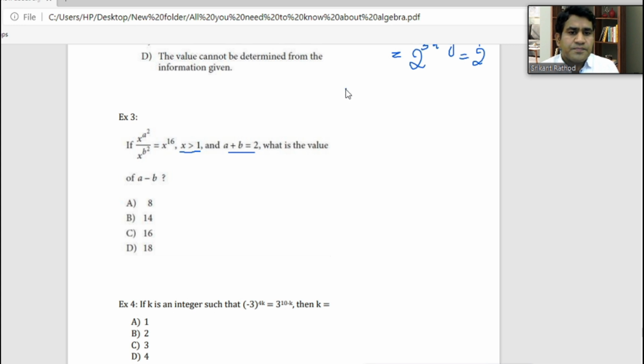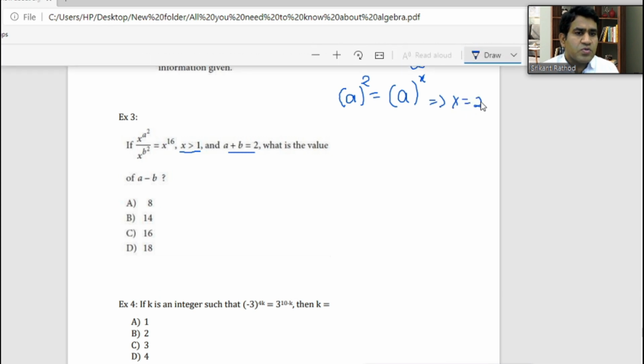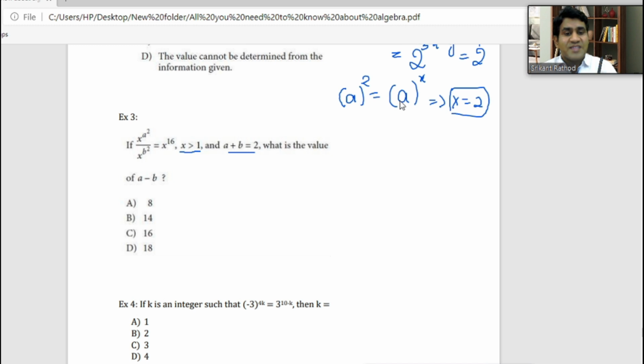If we have a to the power something equal to a to the power, let's take, x, in both cases if the base is the same, then I can equate their powers, and I can say the value of x is equal to 2. If their bases are the same, I can equate their powers. When I say the bases are the same, it means including the sign, not positive or negative. If both are negative, both should be negative. If both are positive, both bases should be positive. If one is positive and one is negative, we can't apply that rule here. So when the bases are the same, I can equate their powers.